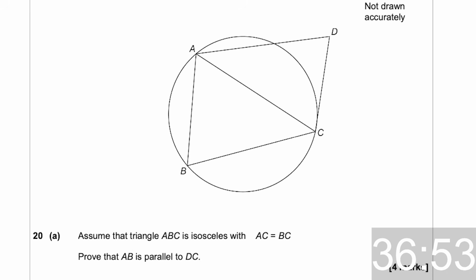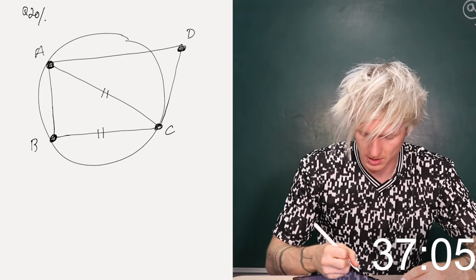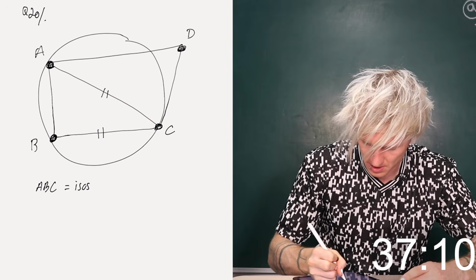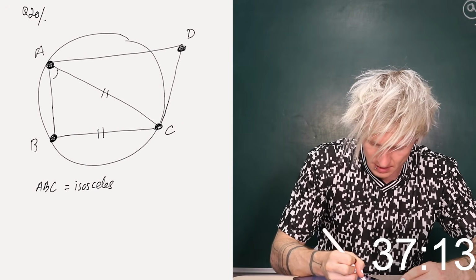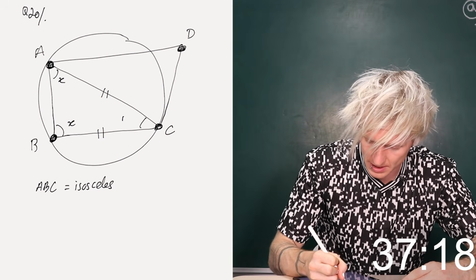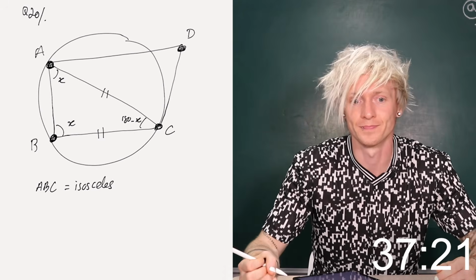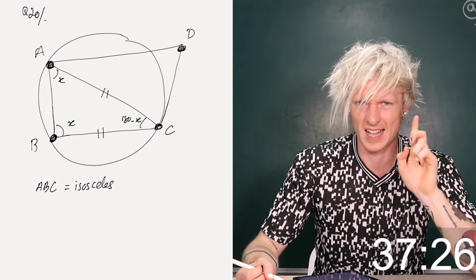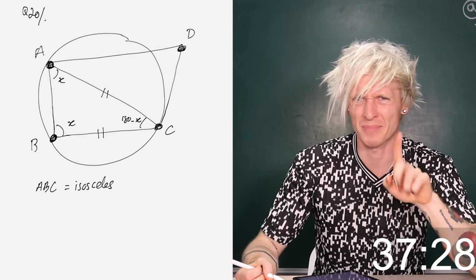Right. Okay. Assume the triangle ABC is isosceles. That's nice of them to tell me. And AC equals BC. So that one equals that one, and that's isosceles. So that means this angle, let's call it x, is the same as this angle, also x, and then we know this angle is 180 minus x. Cool. I do know that the angles in a triangle for certain are 180. Still less convinced about the quadrilateral one. I'm pretty sure it's 360 though.